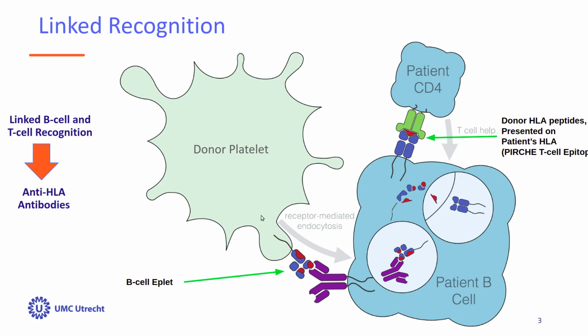What can also happen is that the HLA gets endocytosed by an antigen-presenting cell. So the HLA gets broken down and presented on the patient's own class 2 molecules. So this up here is a T-cell epitope, where the donor HLA is presented on the patient's HLA and recognized by the patient's immune cells. So you would need both the B-cell and the T-cell recognition to provide the T-cell help and make the antibodies against the donor material.